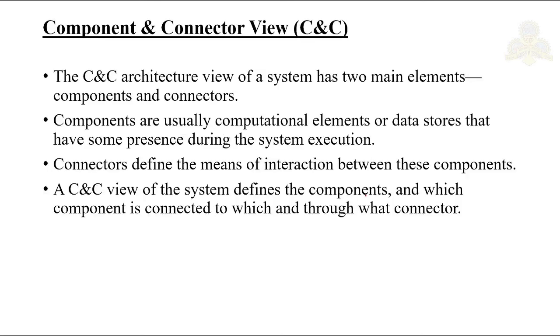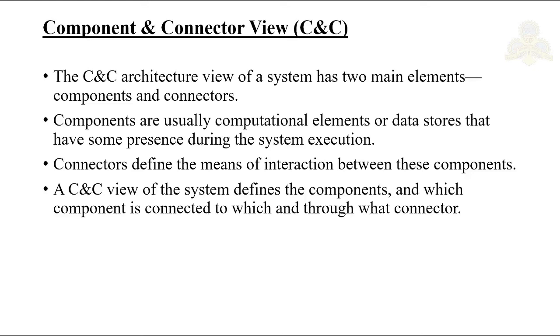Next, we will study the component and connector view. That is, the C&C architecture view of the system has two main elements. One is component and the other one is connector. Components are usually the data stores or the computational elements that have some presence during the system execution, and the connectors define the means of interaction between these components.